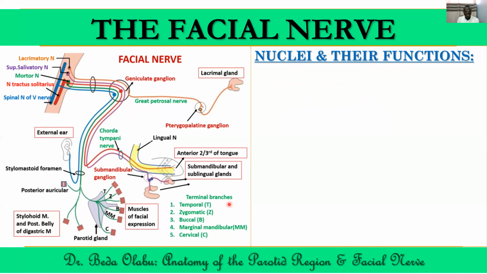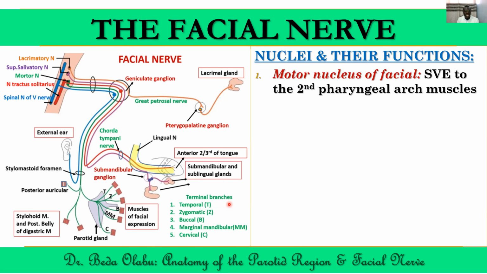As I've already mentioned to you, a nucleus is an aggregation of cell bodies of neurons inside the white matter of the central nervous system. So we have in the brainstem what we call cranial nerve nuclei, which means nuclei related to giving rise to cranial nerves. We want to look at the nuclei related to the facial nerve. These nuclei are largely located around the pons and medulla oblongata.